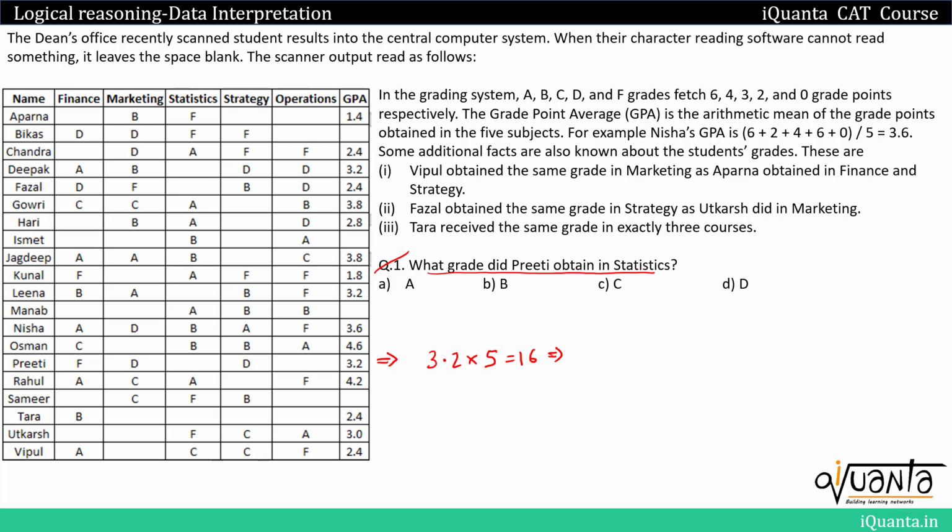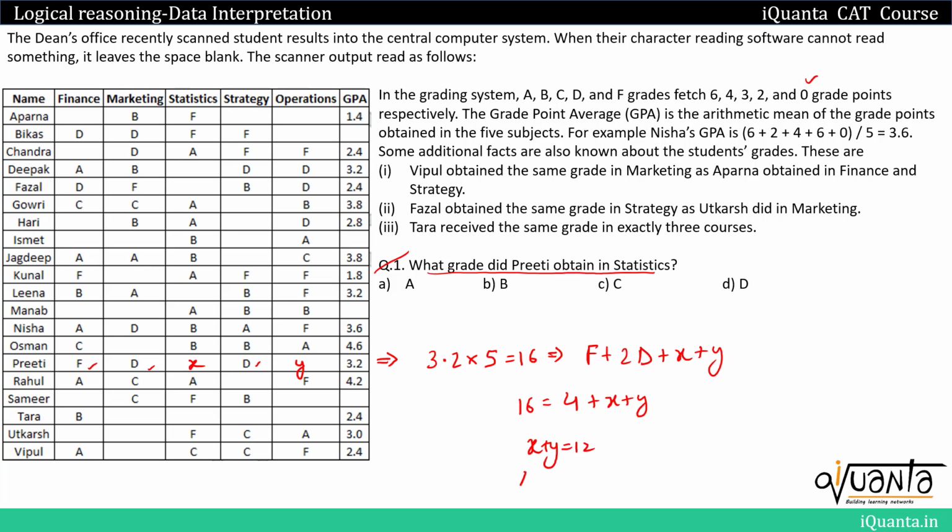So total sum of her grades will be 16. Now Preeti, let us see what are the grades. She is having F, D, D and 2 are blank. So let me assume them as X and Y. So 16 will be the sum of F, then we have 2 D's, then X, then Y. So 16 will be equal to, what is the value of grade F? It is 0, so we'll neglect it. 2D, that means 2 times 2, which gives me 4 plus X plus Y. So X plus Y will have a value of 12.